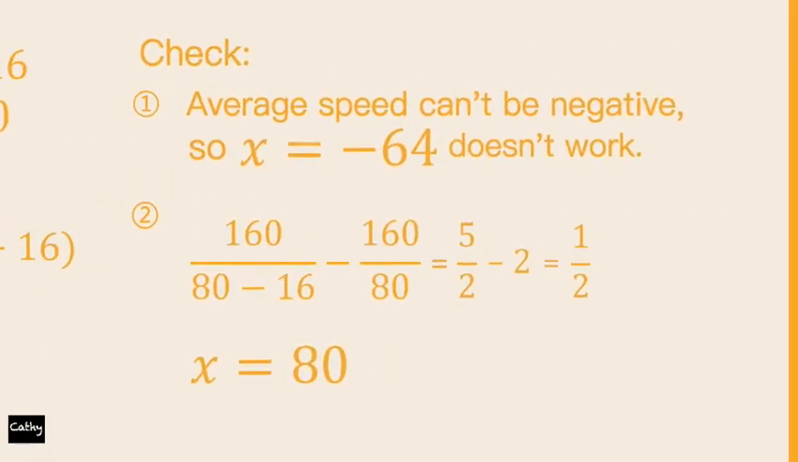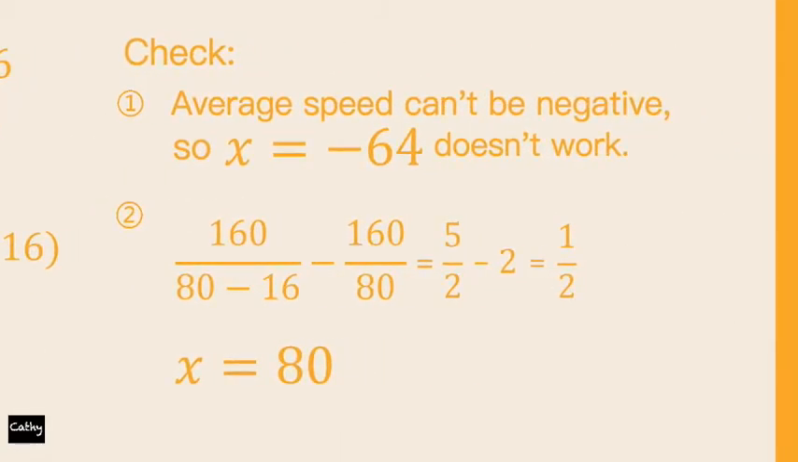So check the solution. The average speed cannot be negative, so x equals negative 64 doesn't work. And substitute 80 into the original equation. It will come to 160 over 80 minus 16 minus 160 over 80, which equals 5 over 2 minus 2, and equals 1 over 2. So the average speed is 80.